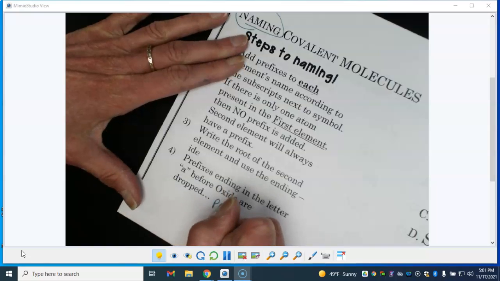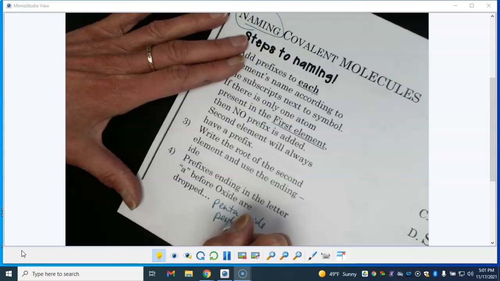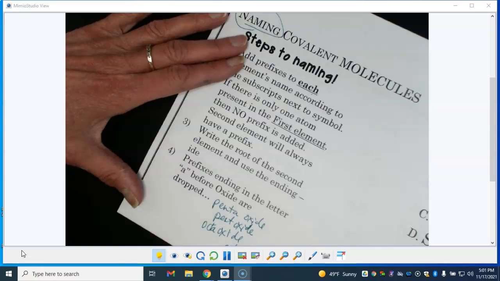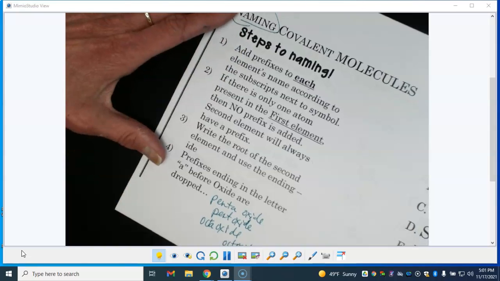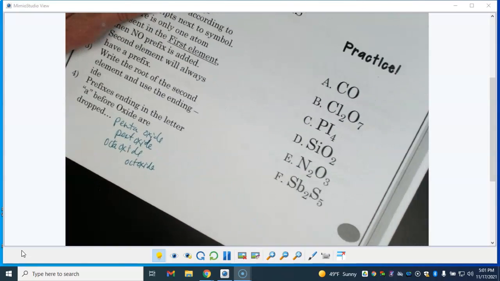So instead of pentaoxide, it's pentoxide. So instead of octaoxide, it's octoxide. We just drop the A when it's paired up with oxygen. Okay, so let's practice this. This is going to be super duper easy.